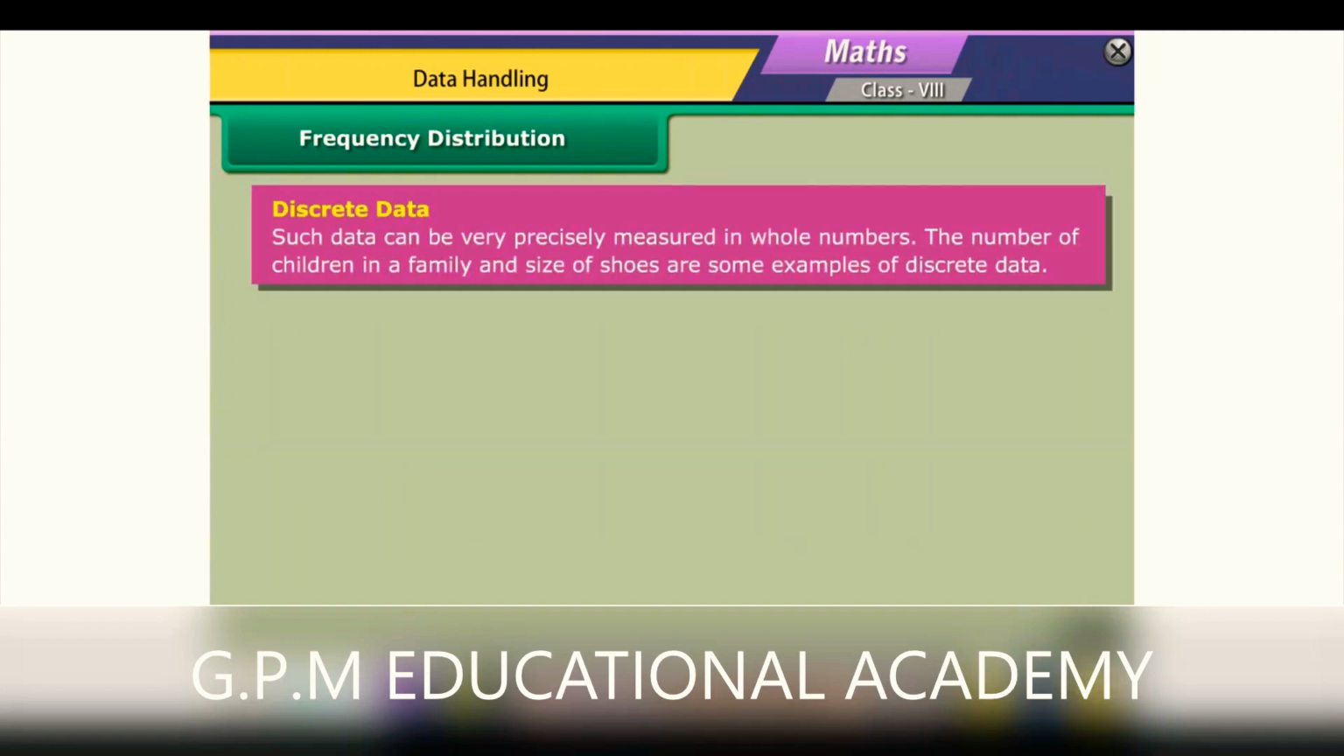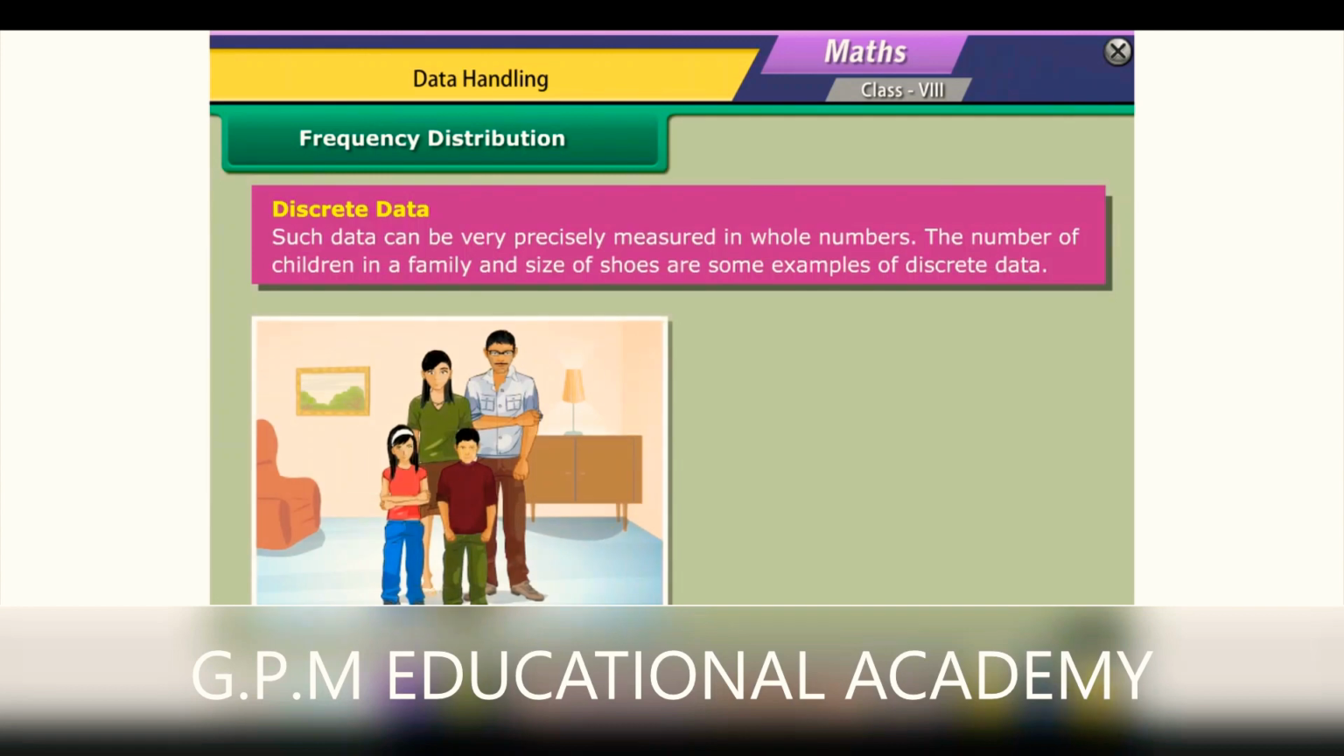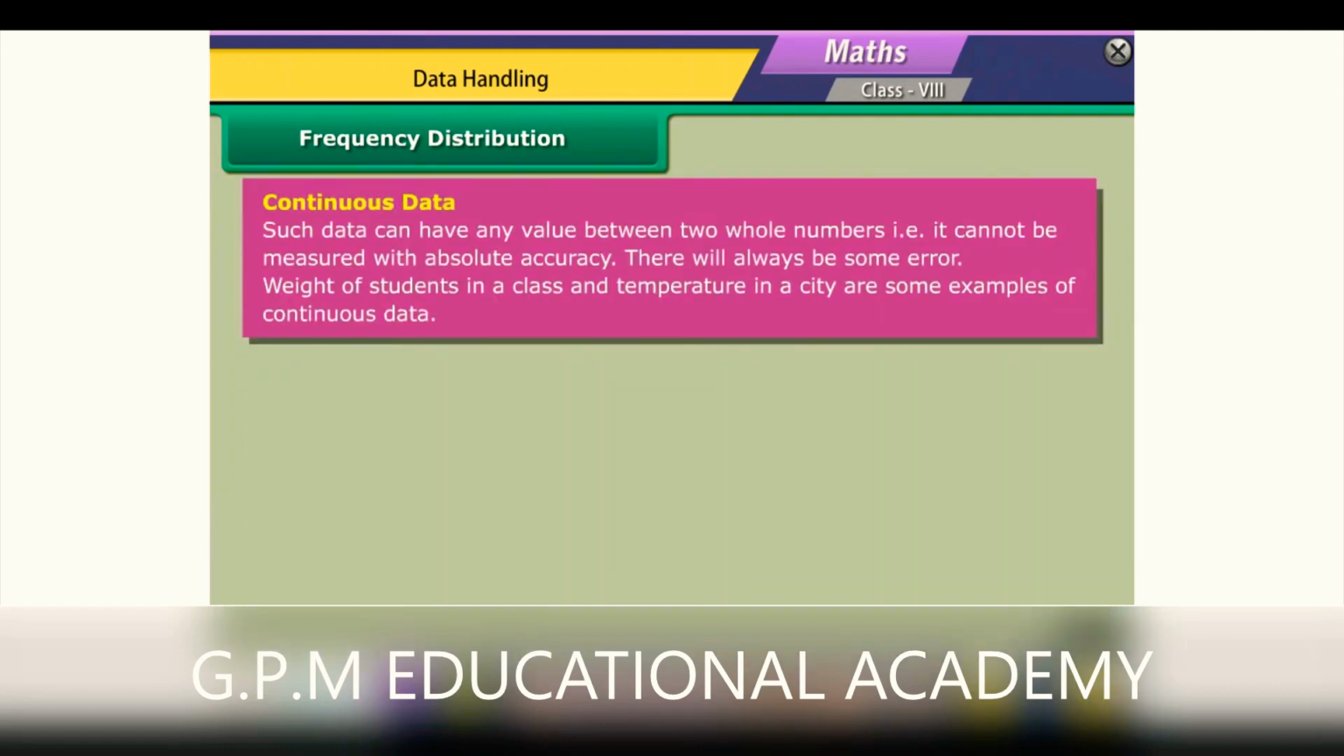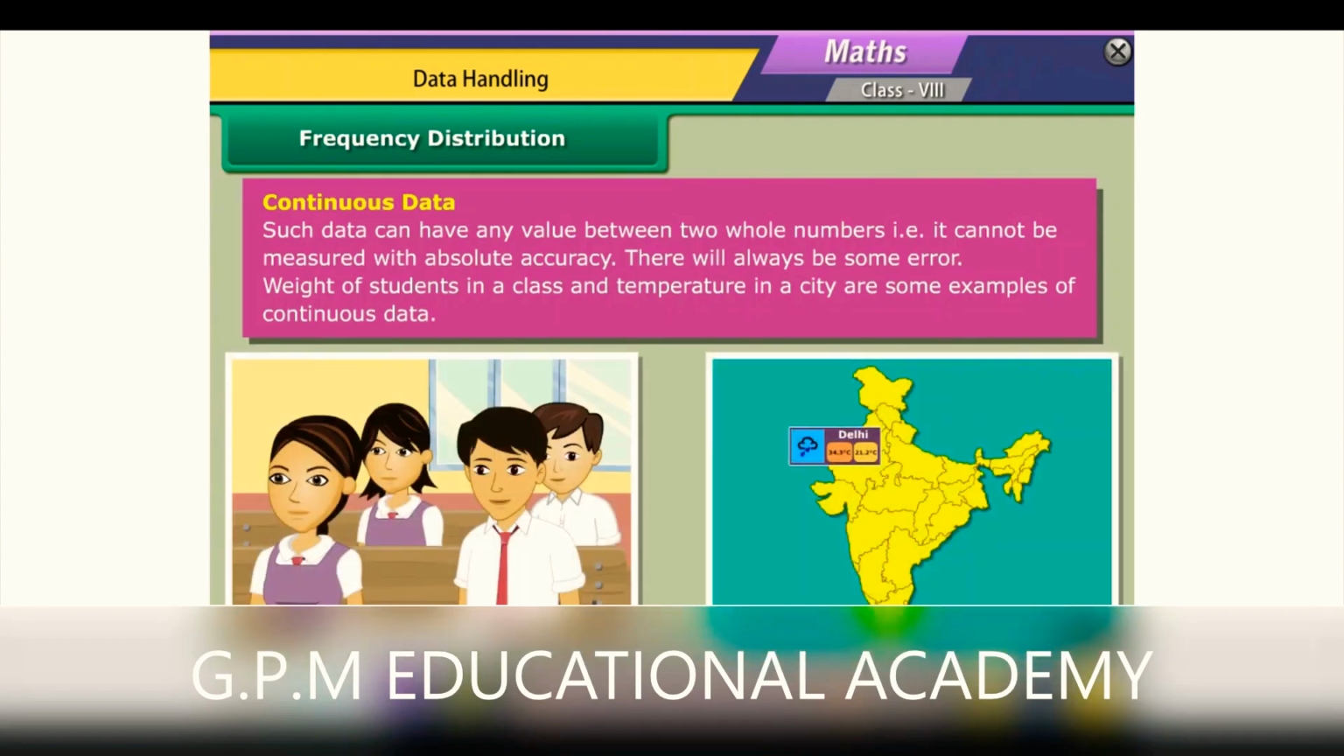Discrete data. Such data can be precisely measured in whole numbers. The number of children in a family and size of shoes are some examples of discrete data. Continuous data. Such data can have any value between two whole numbers, that is, it cannot be measured with absolute accuracy. There will always be some error. Weight of students in a class and temperature in a city are some examples of continuous data.